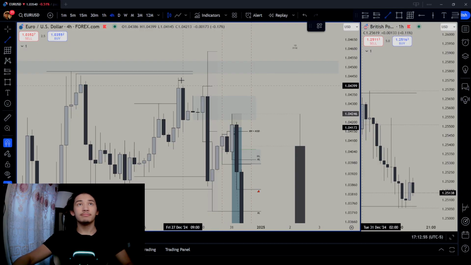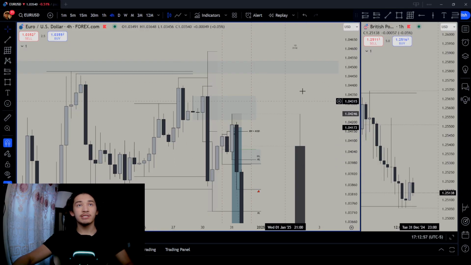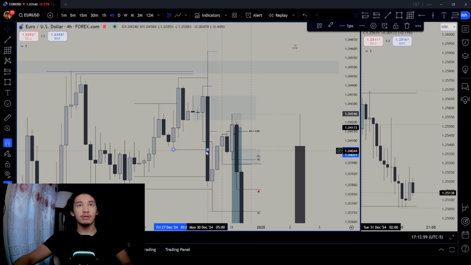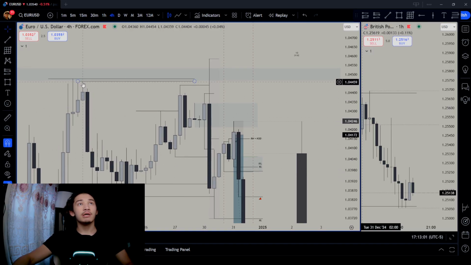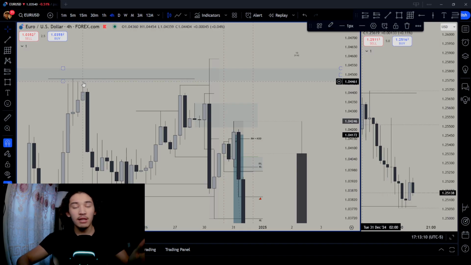What else do we have? Range high got purged. So range high we want to sell. Range low we want to buy, right? And the previous week high got purged, right? This is not a CRT, by the way. This is a previous week high got purged. We don't have a daily range, so we're chilling, right?